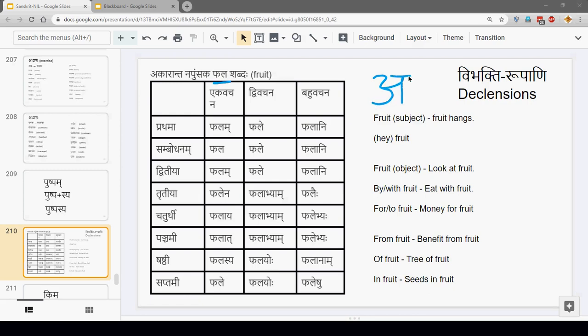The root word is ending in a. Except for this prathama, that is the first case, and this addressing and the second case, all the third case to seventh case, they are the same. They have the same form as the masculine table. That is why I just used mitrena. Okay.